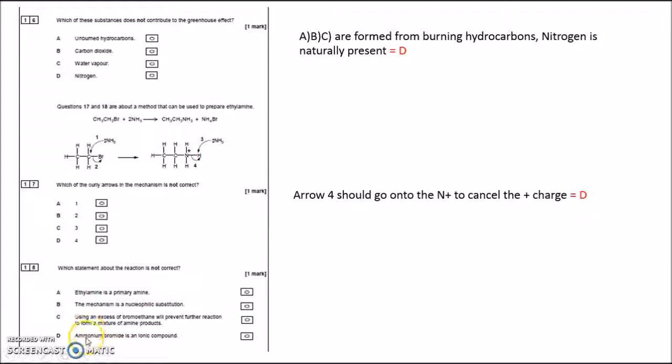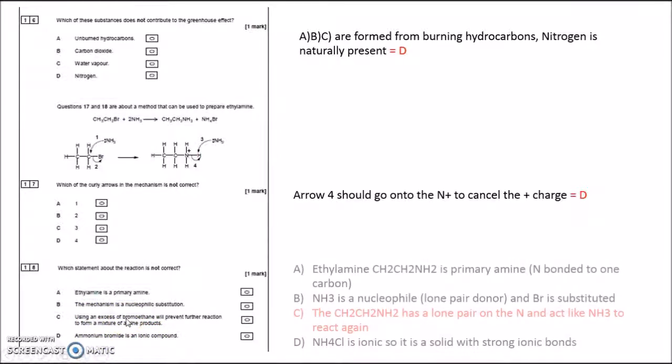So C is incorrect. Ammonium bromide, that's NH4+ Br minus. Bromide is a Br minus ion, and ammonium is an NH4 plus ion, so it is an ionic compound. Yes, it's going to form an ionic solid, so D is correct. So C is the incorrect answer.